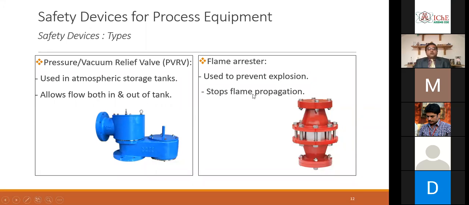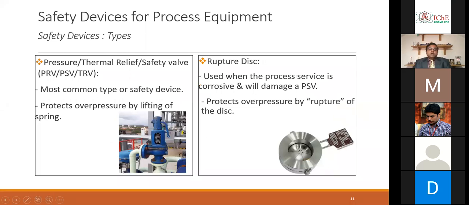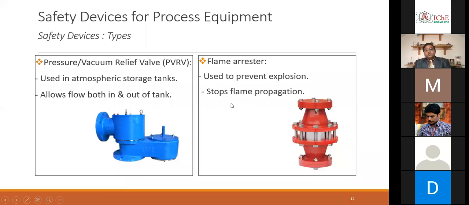So then finally is the flame arrestor. It is used to prevent explosion and stops flame propagation. It is generally used at the outlet. Say here is a good location to put a flame arrestor if it is open to atmosphere or there is a possibility of a flammable atmosphere nearby.